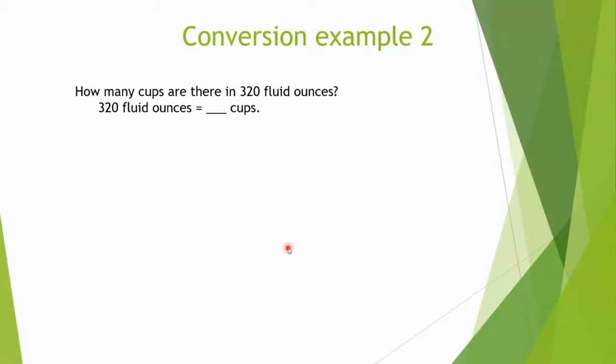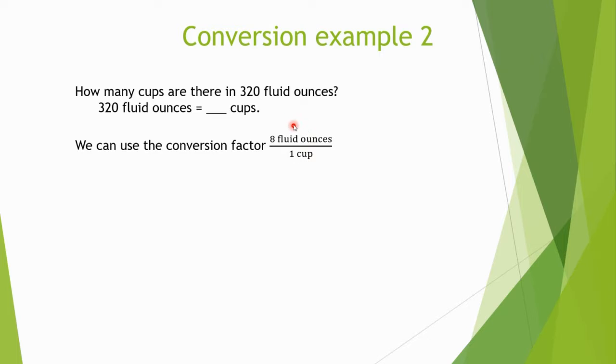Here's another one. So now we want to know how many cups there are in 320 fluid ounces. How many cups are there in 320 fluid ounces? And again, we can use either conversion factor. You have 8 fluid ounces over 1 cup, or you can use the unit conversion factor where this is flipped. But this one's fine. This one I chose randomly.